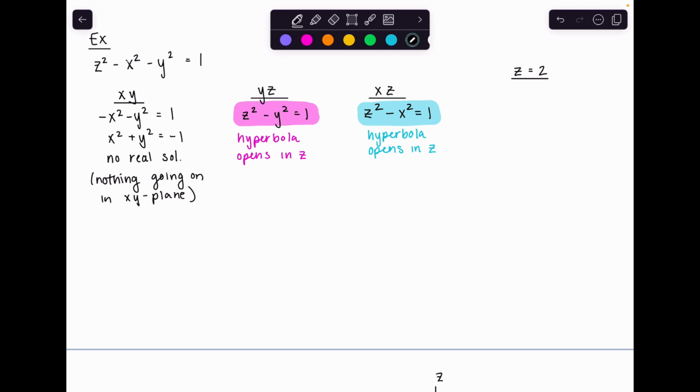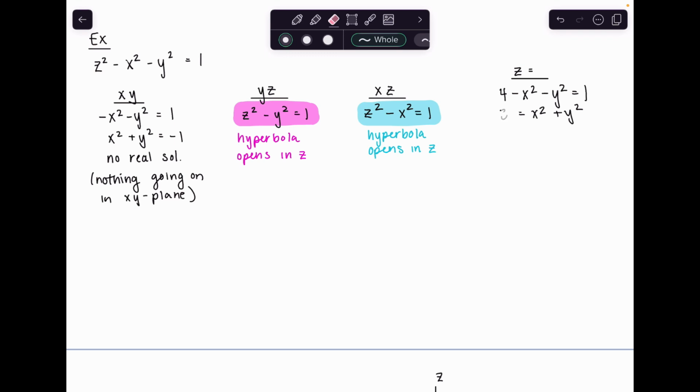So let's try the next number. Let's do 2. If I pick z to be 2, this will be 4 minus x squared minus y squared equals 1. And then just rearranging it, if I move the 1 to this side, that's 3. Moving the x squared and y squared over, you get a circle. It's just a funky radius of root 3.